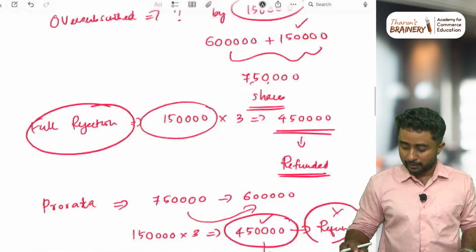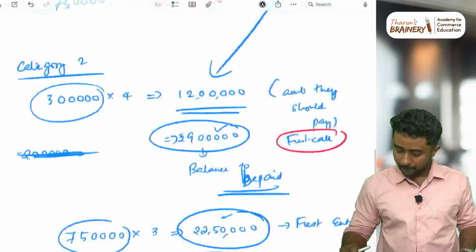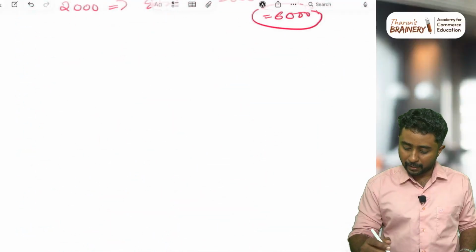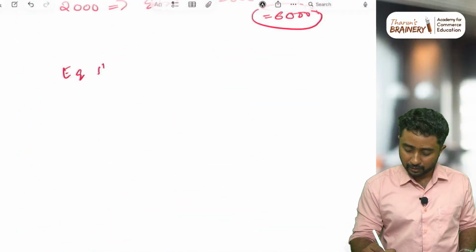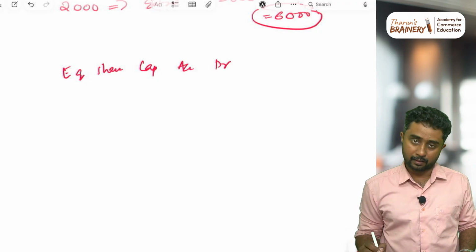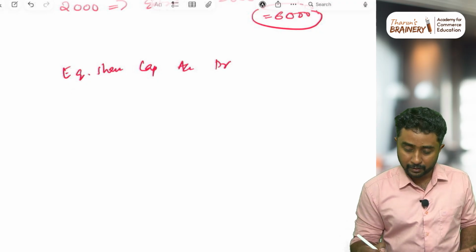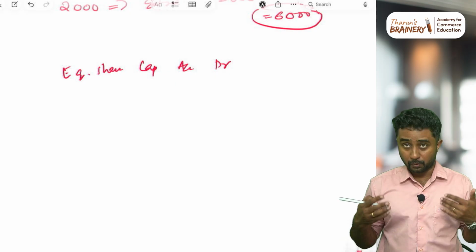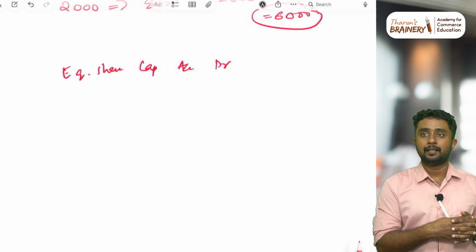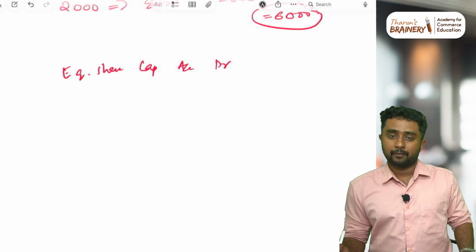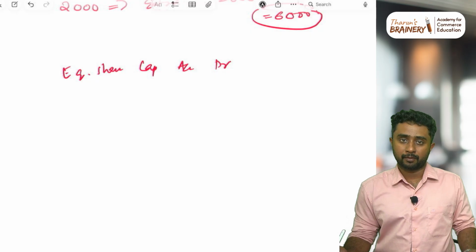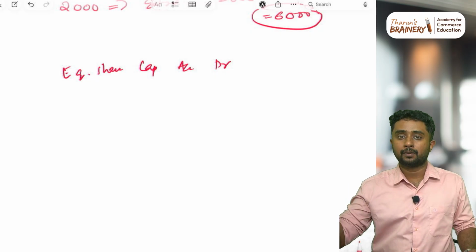That means when you are passing the entry, what should be the entry? Equity share capital account debit. Will securities premium come here? No. Securities premium should come normally, but in this question we have not called securities premium. We are going to call it only in the second and final call.